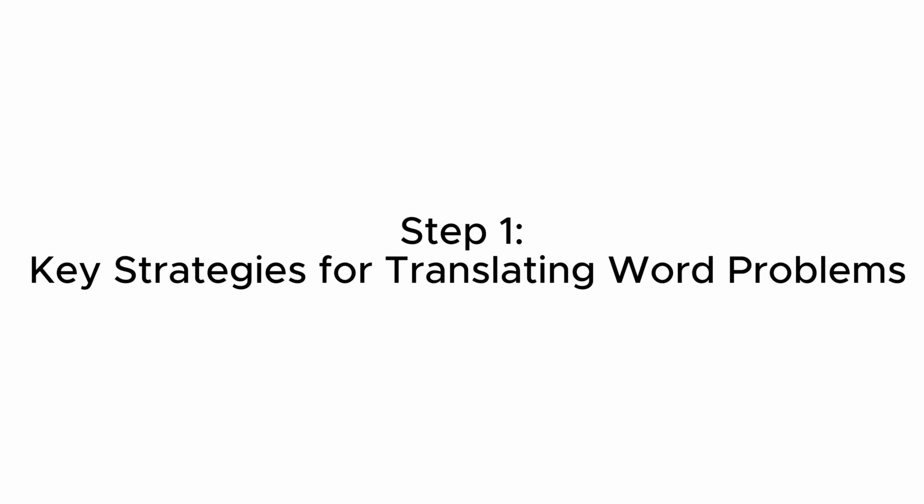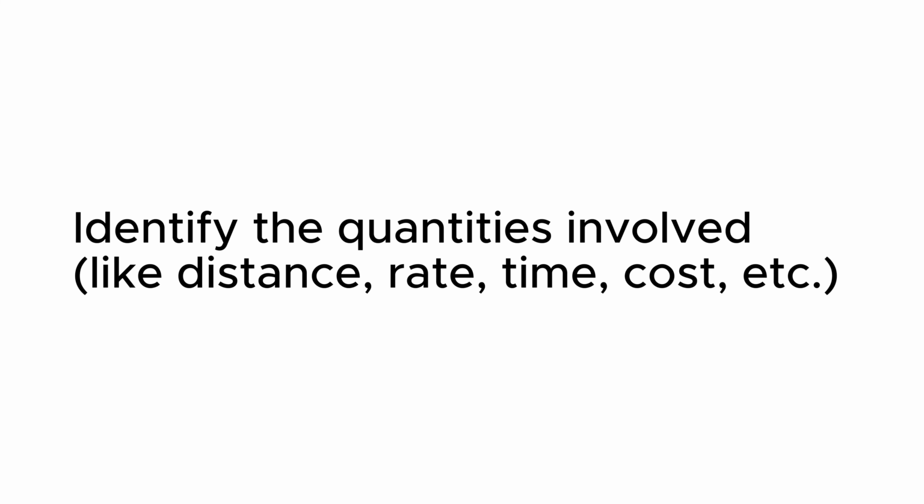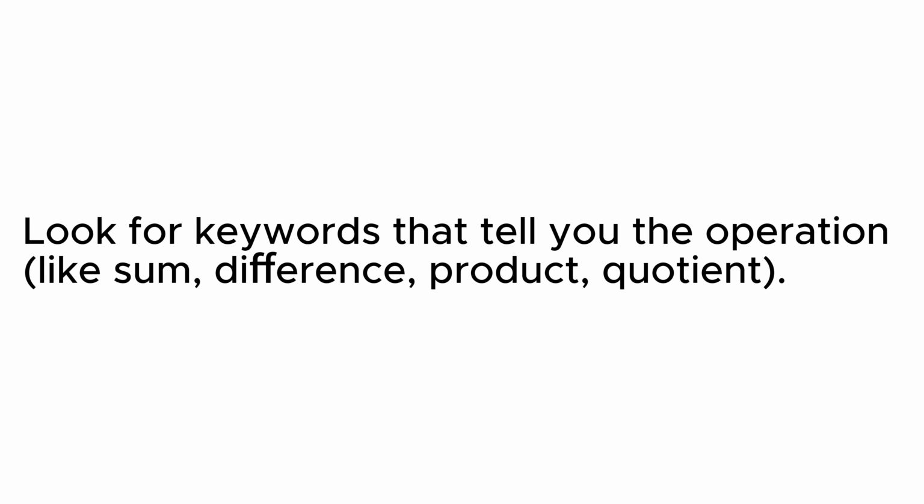Let's get started. Step 1. Key strategies for translating word problems. One of the most important skills you need for word problems is to be able to translate the text into an equation. Here's the general process. Identify the quantities involved, like distance, rate, and time. Assign variables to unknowns, like x, y, or t. Look for keywords that tell you the operation, like sum, difference, product, or quotient.